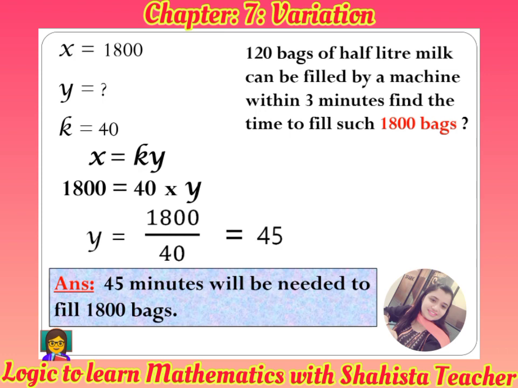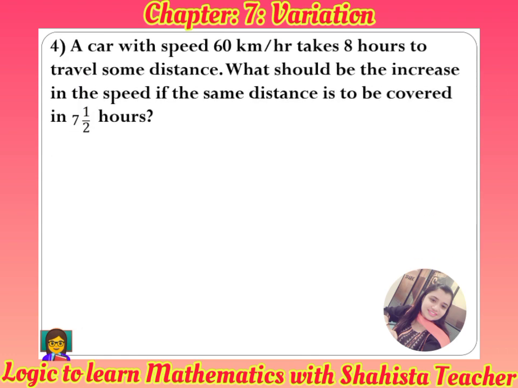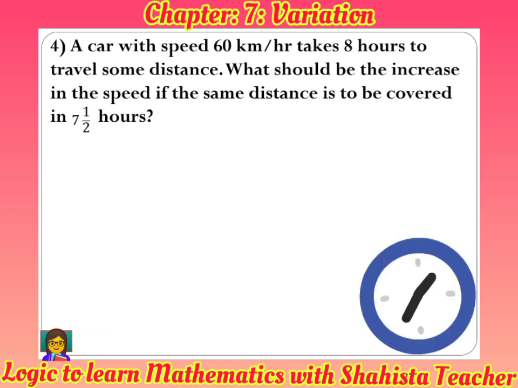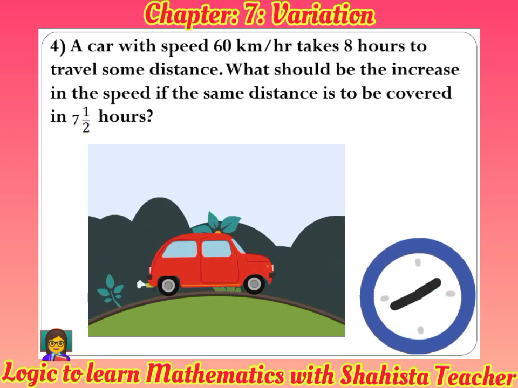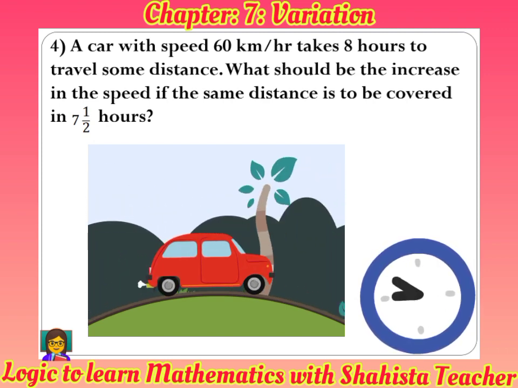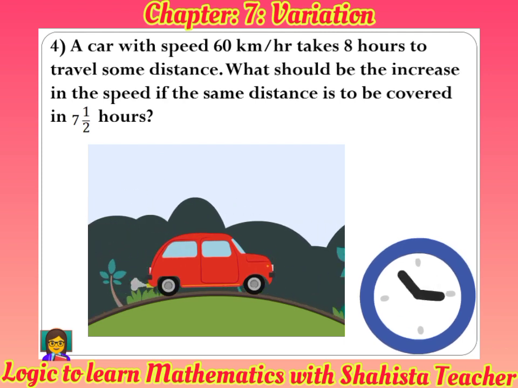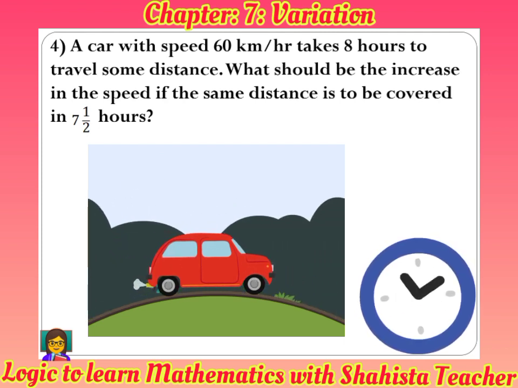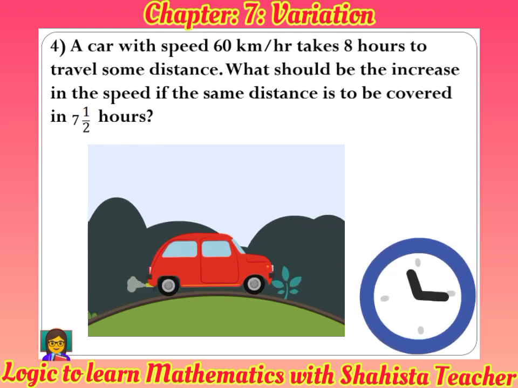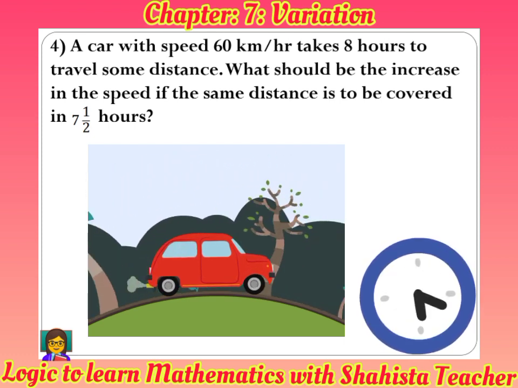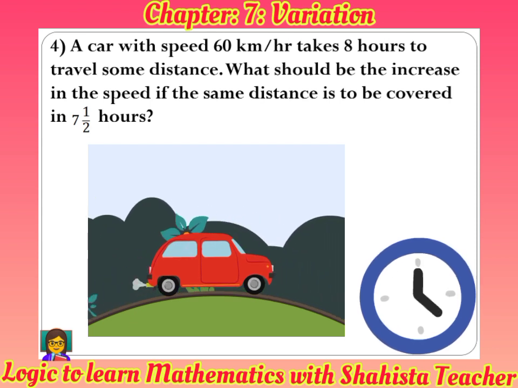Okay, so this we have to remember. Here we used the direct variation formula. Now we are going to read the question and decide which formula we are going to take. Question number 4 says that a car with speed 60 km per hour takes 8 hours to travel some distance. What should be the increase in the speed if the same distance is to be covered in 7.5 hours? So this we have to find.